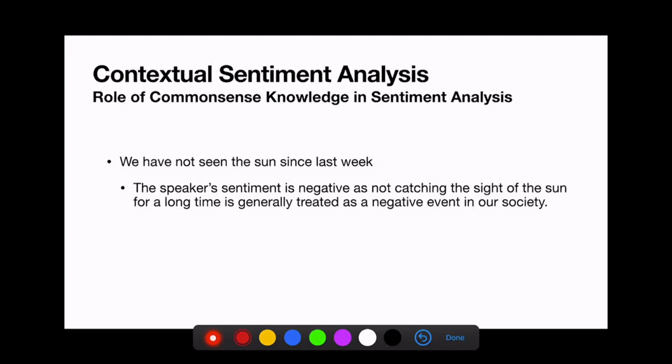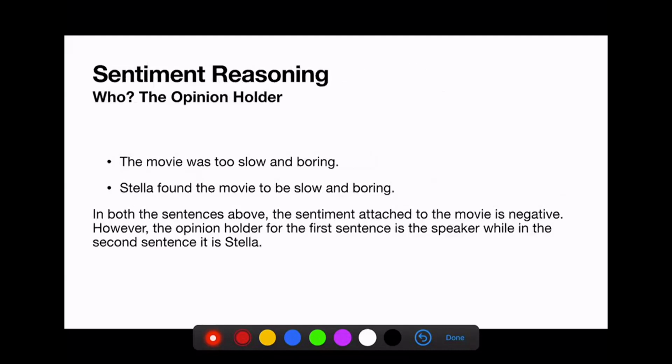Okay, now sentiment reasoning, a very interesting topic and one of the most important topics in sentiment analysis. So first, you need to understand who the opinion holder of the sentiment is. For example, consider these two different sentences: the movie was too slow and boring, and the second sentence, the movie was said to be slow and boring. In the first sentence, probably you are the speaker and you are showing your own sentiment, but in the next sentence, you are probably explaining someone else's opinion. So this is why understanding the opinion holder is very important, and it's not a trivial task to do.